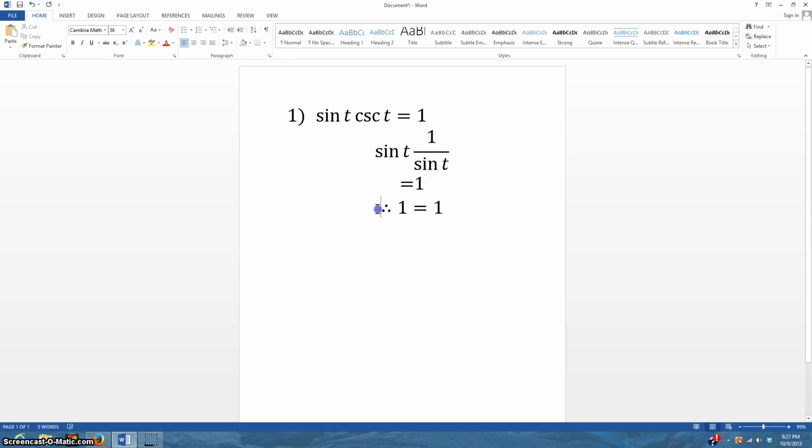Alright, it's very imperative, very important that you have that last step, because basically what you're telling me is you started off on the left-hand side, you showed me all of your work, and you got 1. And now you need to tell me that that 1 on the left-hand side equals the 1 you were supposed to get on the right-hand side. Okay, I'm going to give you a couple of seconds to digest that before I move on to the next one.